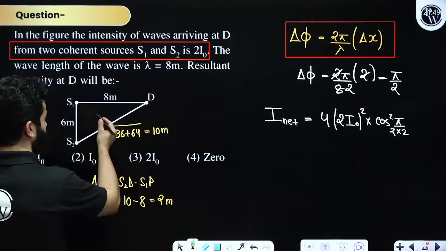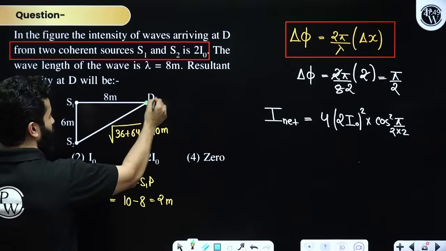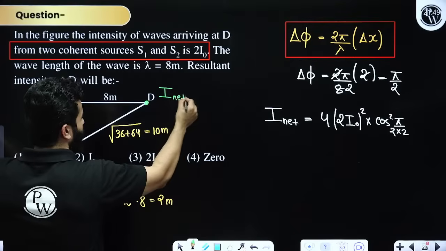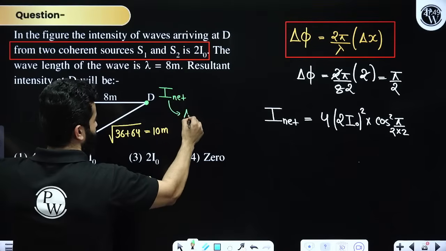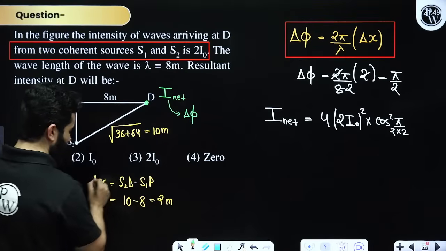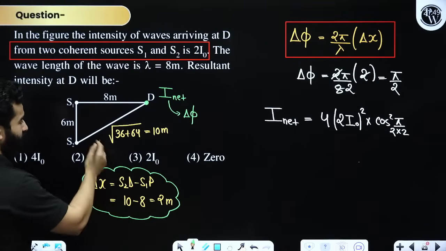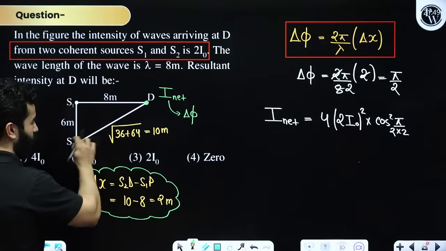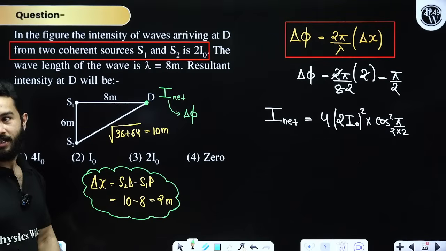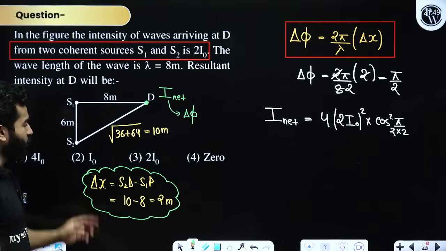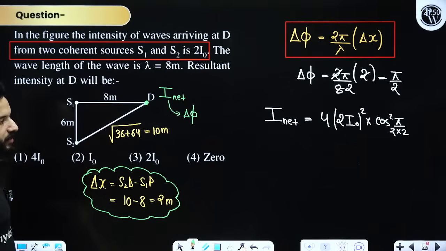All we have done is, we have said that if at this point we need to find out net intensity, first of all, we'll need to find out phase difference. For phase difference, we have first found out path difference. And path difference is simply going to be S2D minus S1D. Clear? Done, done, done. S2D minus S1D.